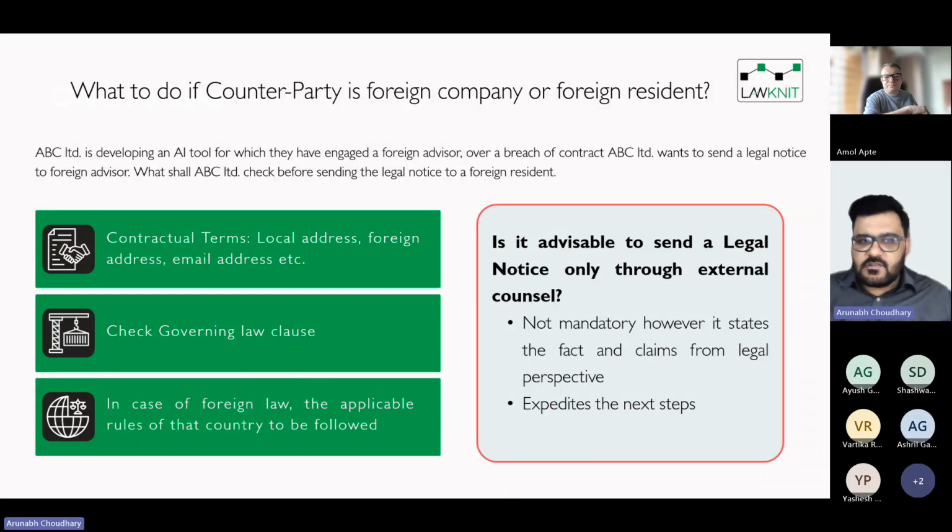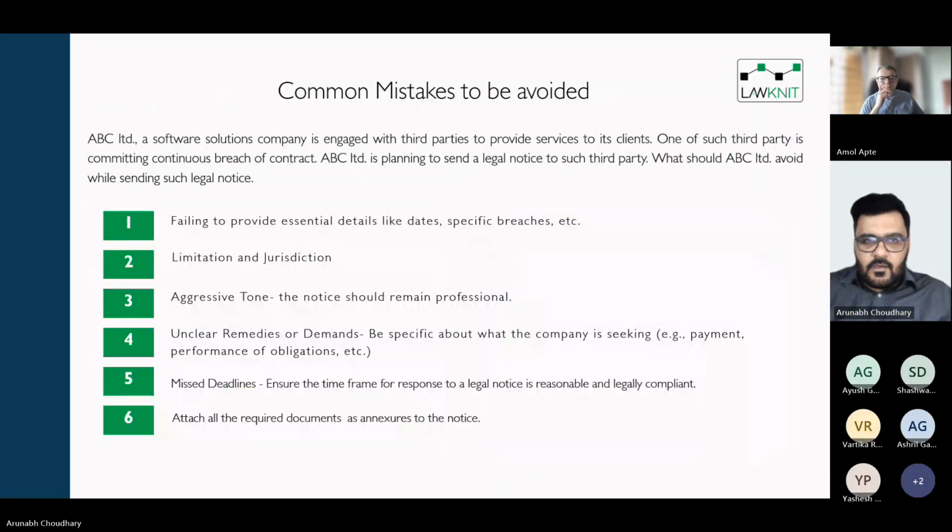But in a worst-case situation, if someone is just not willing to take any other option in India, then in that case, arbitration, neutral jurisdiction, anything in Dubai or Singapore is something which can be advisable. There are some common mistakes which one should avoid.